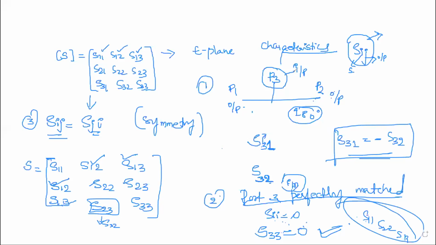Now, the first property you write with respect to the ports, where you get S31 is equal to minus S32. Similarly, the second one we write for perfectly matched, where you get S33 is equal to 0. Then apply the symmetry property, Sij is equal to Sji, where you get S11, S12, S13, again S12, S22, S23, S13, S23, and S33. Till here it is fine. Is that okay?